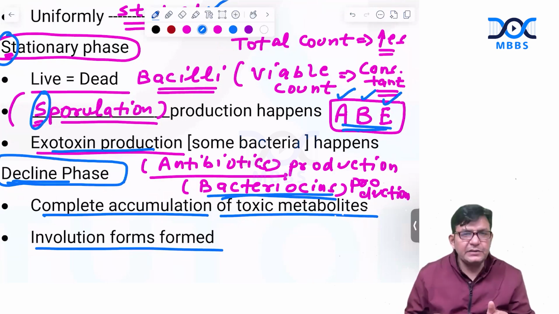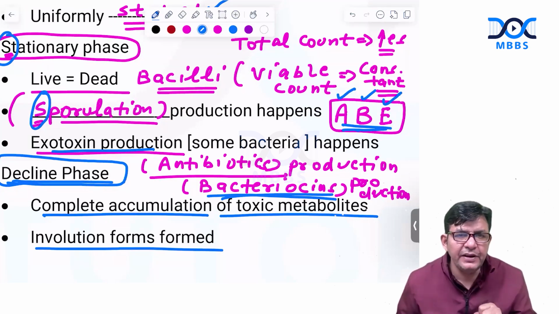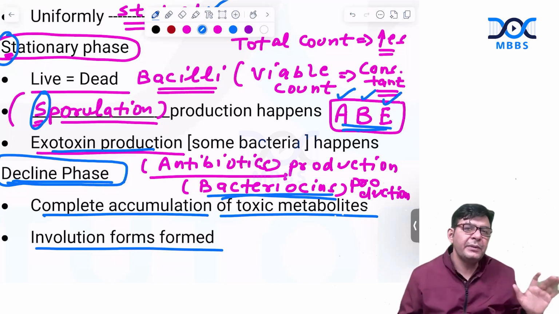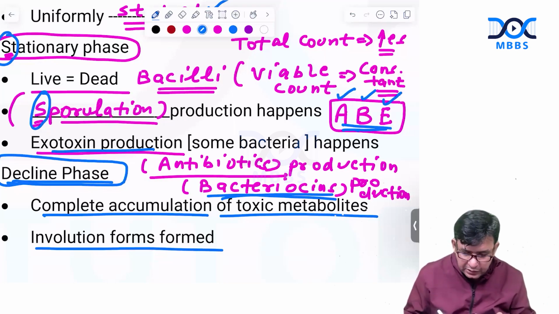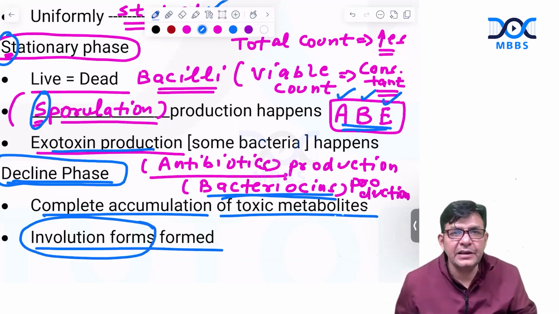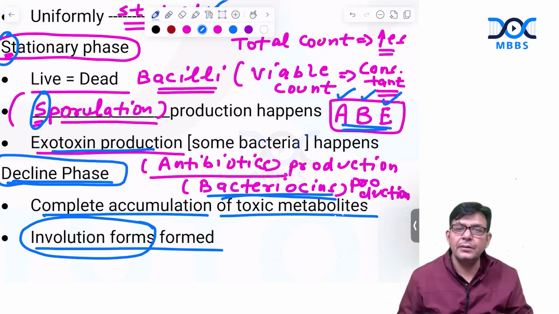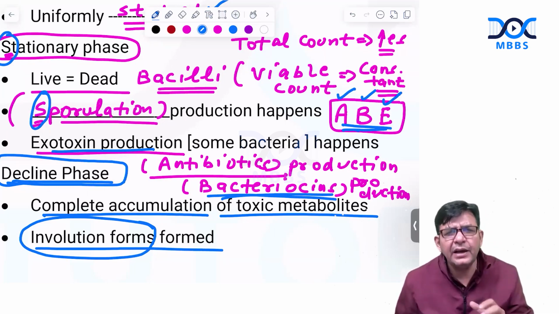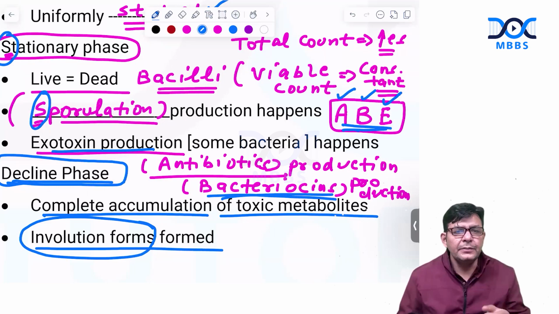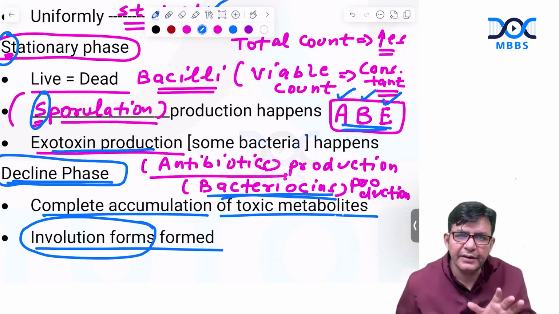And then comes the final phase of the life of the bacteria, the decline phase, in which complete accumulation of toxic metabolites happens. Like in Hindi, you say, its pot of sins is full, all sins over, now it has to die. But even then, the bacteria try to make a last attempt at life, and that attempt is termed involution forms. These are seen in Corynebacterium diphtheriae, Gardnerella vaginalis, and a number of other bacteria, and this is what happens in the decline phase.